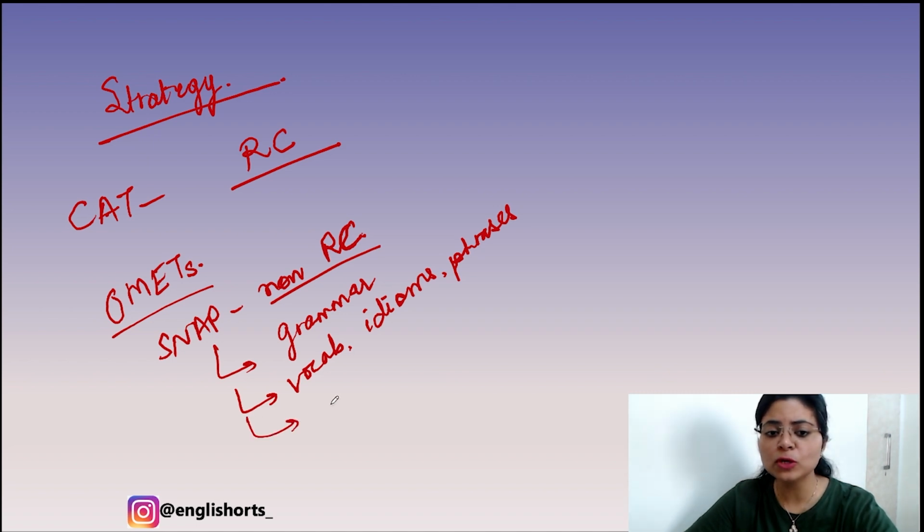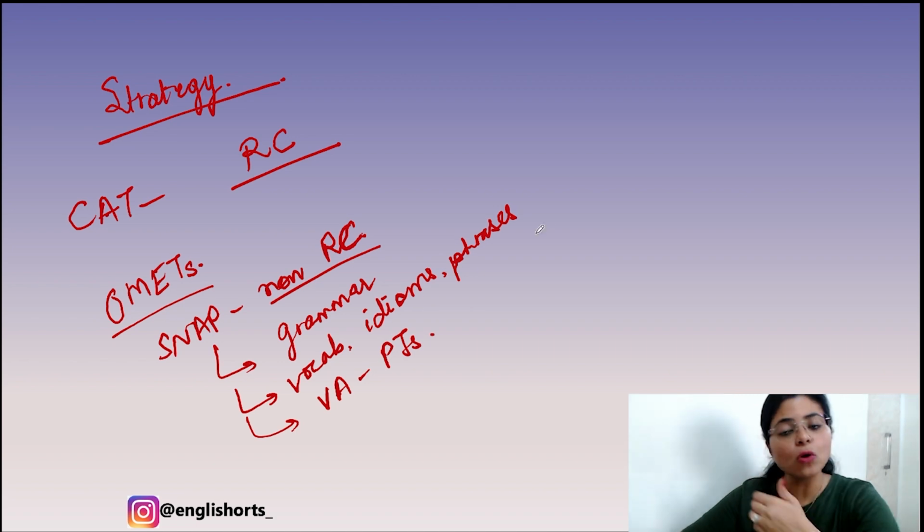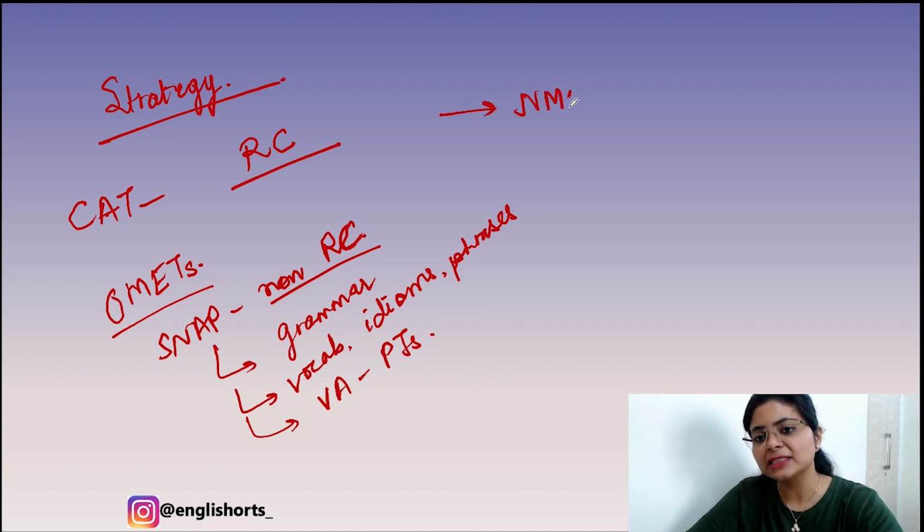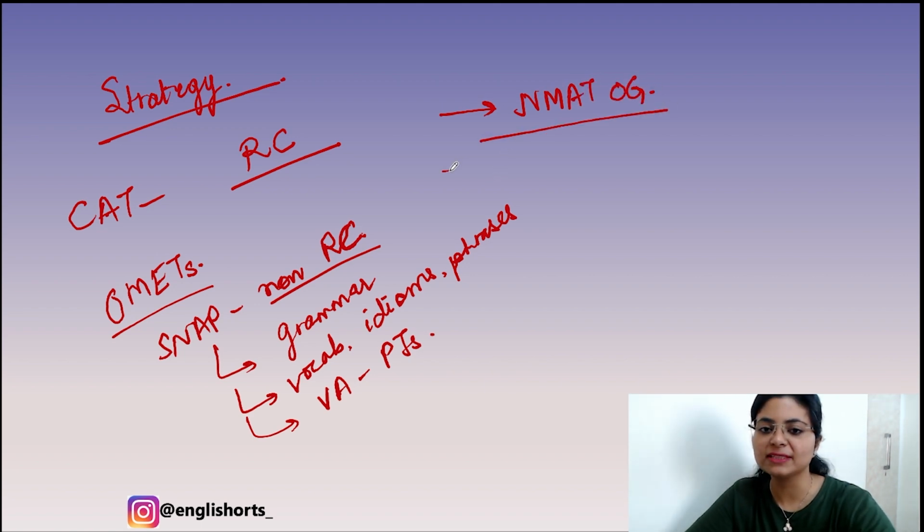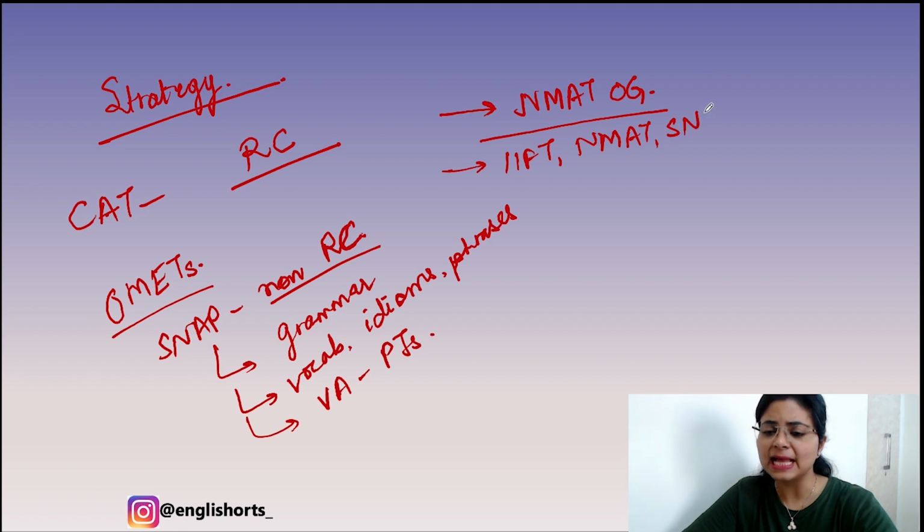And you should also be concentrating on VA questions like para jumbles. And the best source of studying here would be, you can do a lot of practice from the NMAT official guide because it has a lot of analogy based questions and everything. You can also solve past year papers of IIFT, NMAT, and SNAP. Now, all of these exams give you a lot of questions based on grammar, vocab, idioms, phrases, parajumbles, etc.